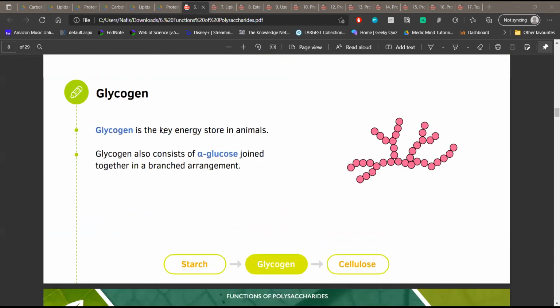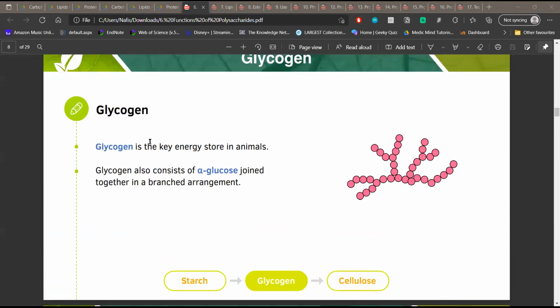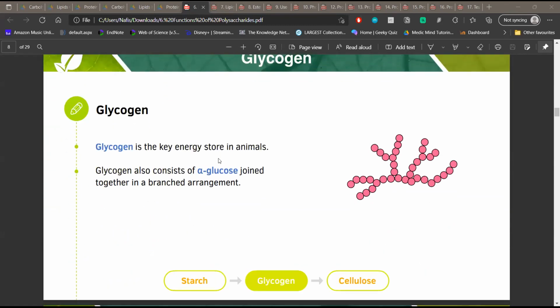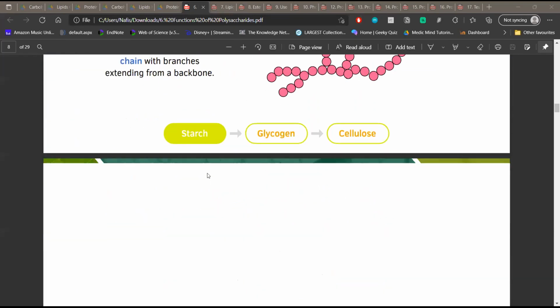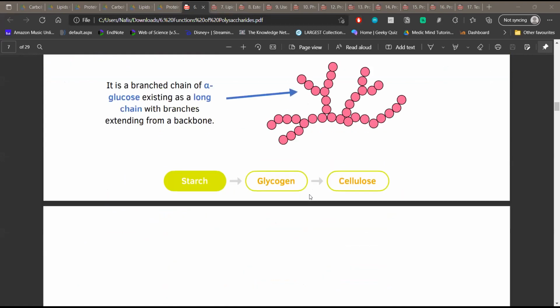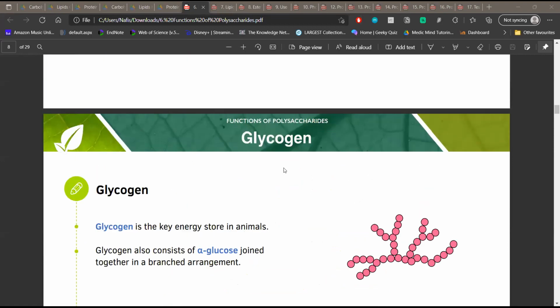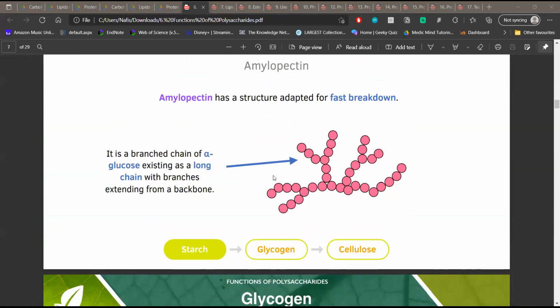Glycogen is the key energy store in animals. Again, it's very similar to amylopectin in the sense that it's alpha glucose in a branched arrangement. Big difference though, is although this image suggests they're very similar, glycogen is almost 5 times more branched than amylopectin is, because it really is for fast breakdown. Glycogen is used within minutes of requirement, whereas amylopectin is somewhere in between.